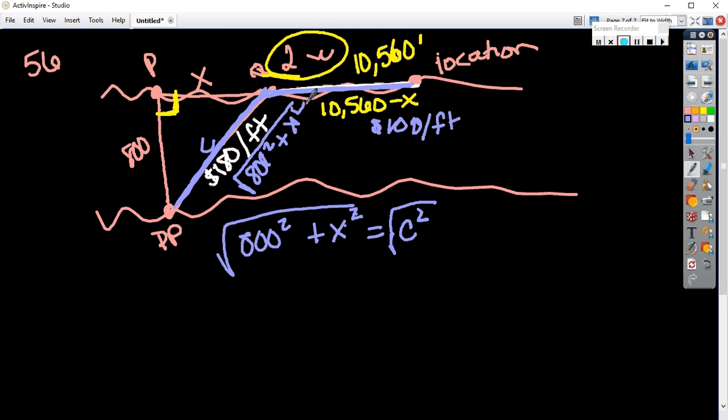I think the picture was the hardest part to get down. All right, let's look at that hypotenuse. The cost is 180, right? And I'm going to multiply that by this length of c, the square root of 800 squared plus x squared. And to that, I need to add the length of what? The 100 times the land up there, right? So 100.